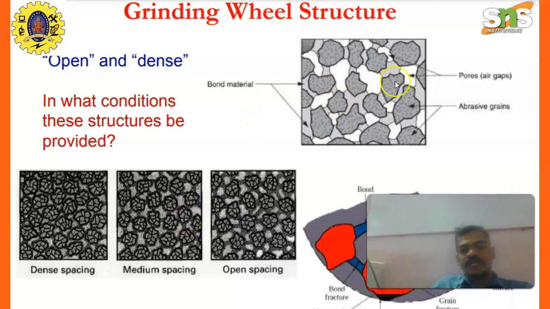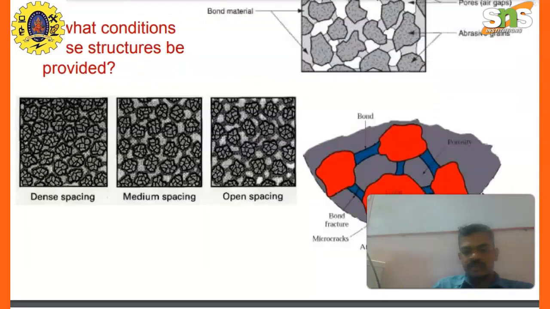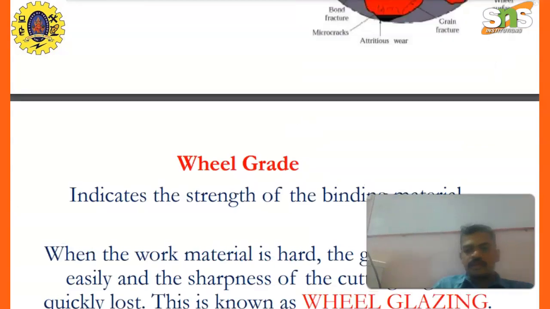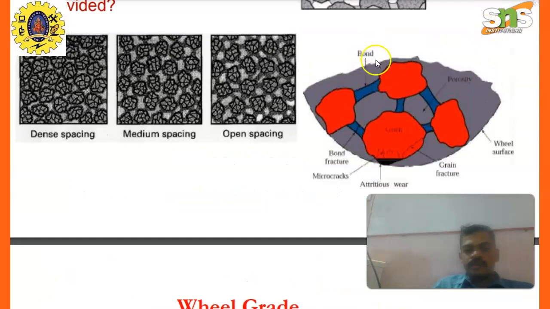This is the bond material, air gaps in white color, and abrasive grains in gray color. This is the bonding surface. Different types of bonds, bond fracture, grain size. This is the bond porosity mentioned here. This is the grain size. This is the bond fracture between the two bonds. These are micro cracks, mentioned in the red color, highlighted.